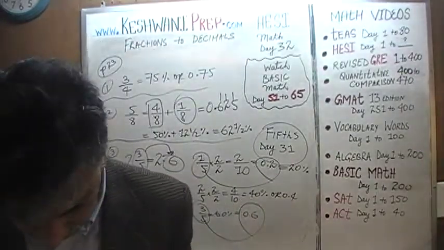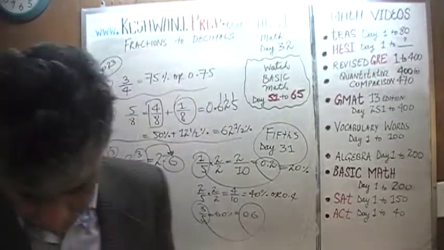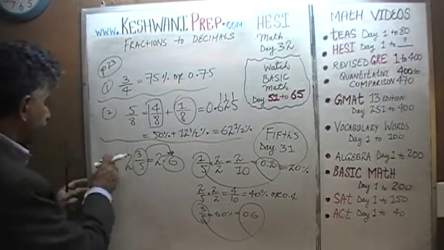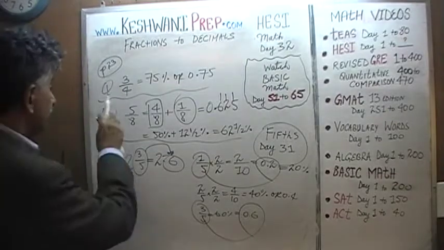That was number 4 actually. I think I skipped 3. Yeah, I skipped 3, this was number 4. Let's look at number 3, which has to do with thirds. You have to know your thirds.